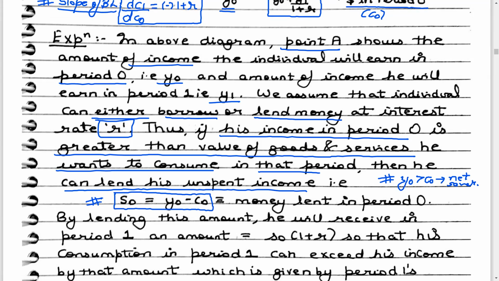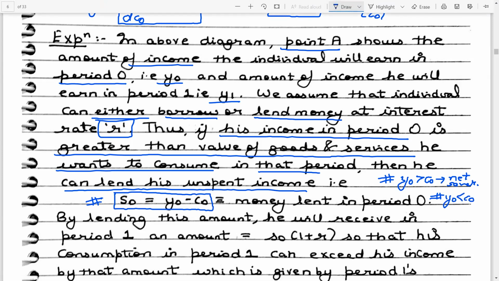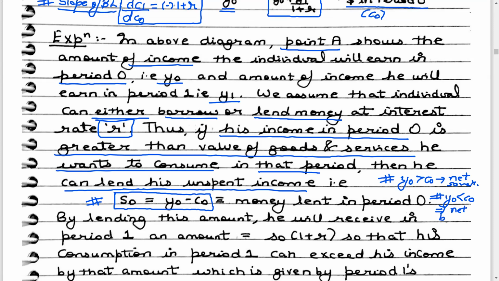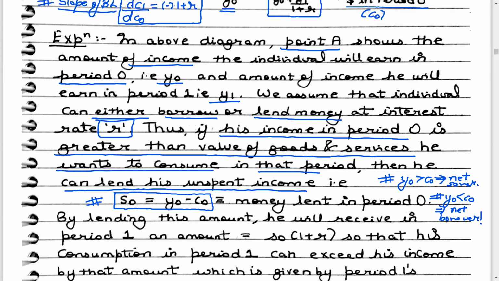The opposite will happen. If the income in period 0 is less than the consumption in period 0, this implies the individual is a net borrower in period 1. Okay, so I hope students have understood this. Anyways, you should be knowing this concept by now after having done the basic intertemporal model in intermediate microeconomics.